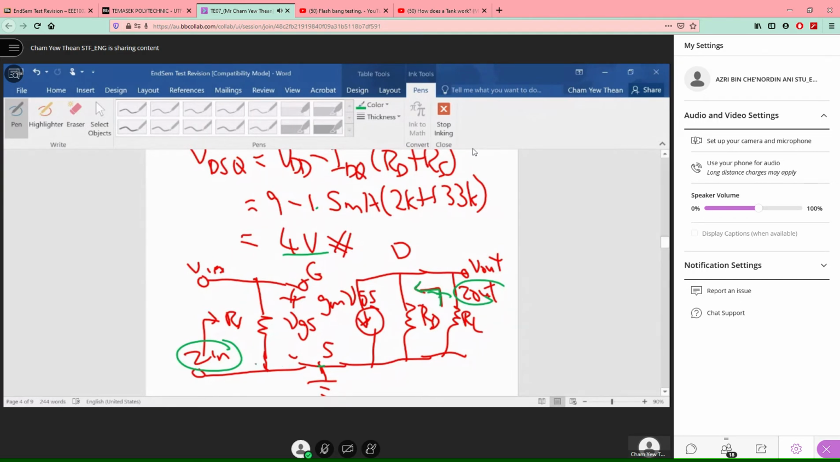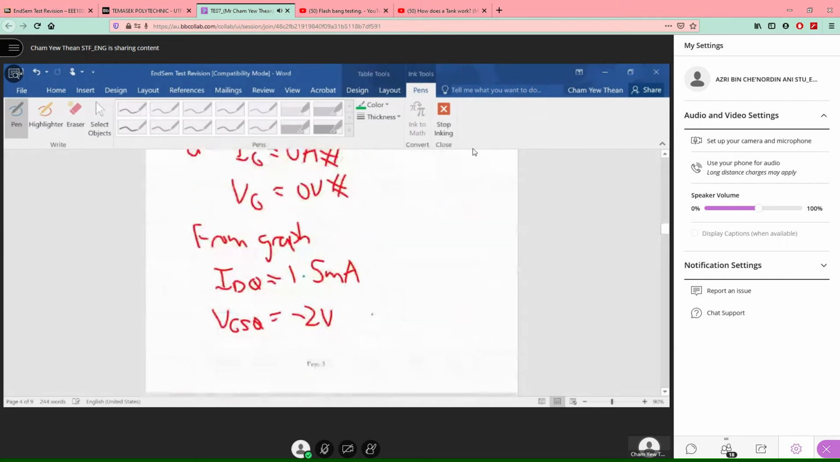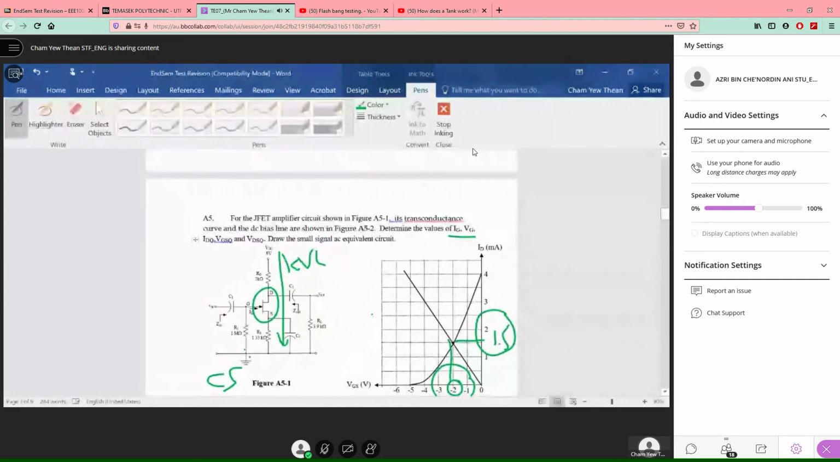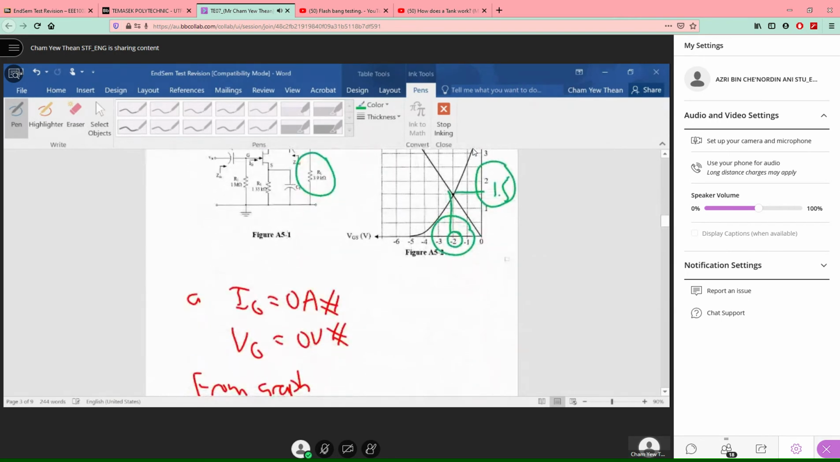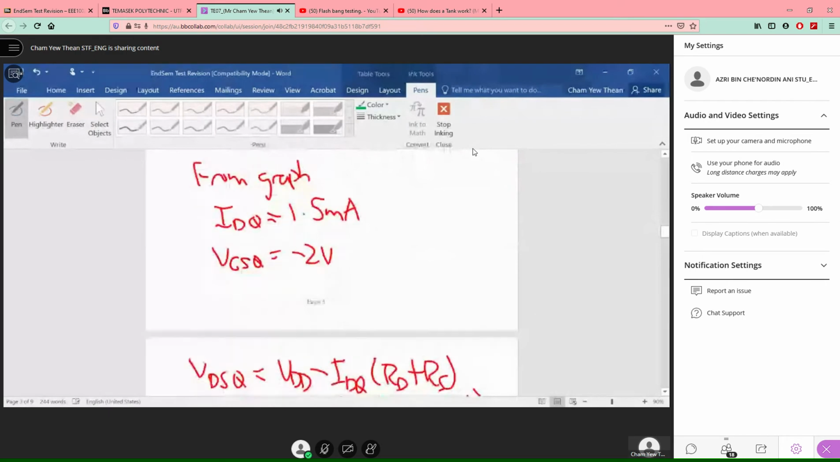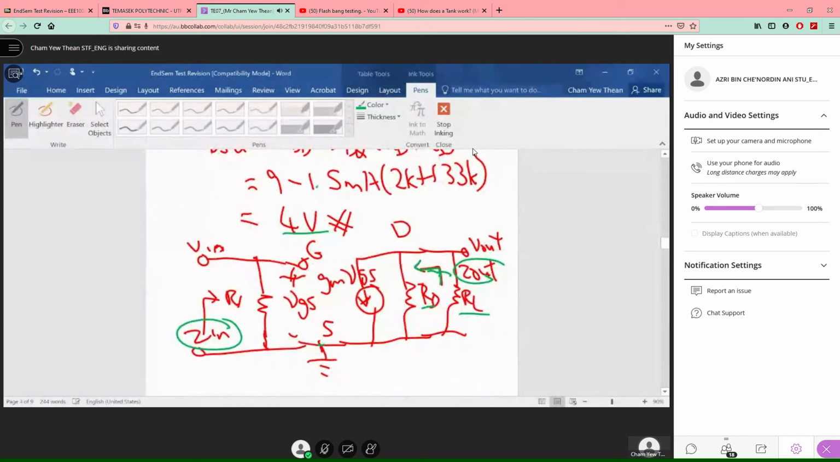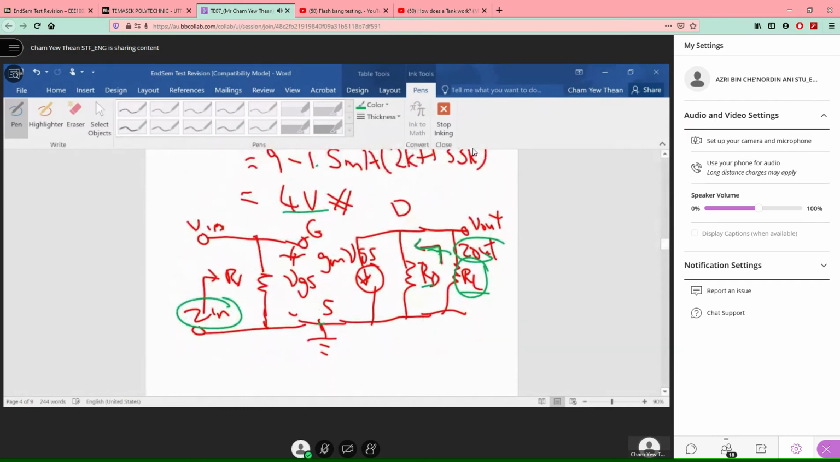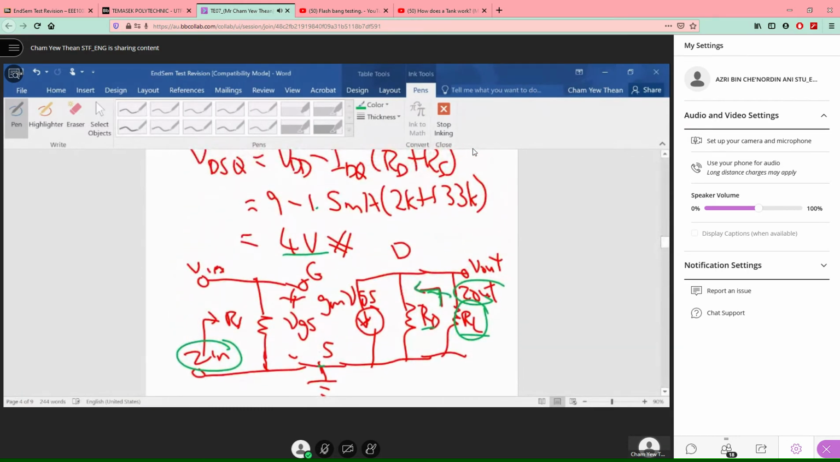The only thing you need to take note of is the RL. So you look at your original circuit, whether there is an RL. If there's an RL there, make sure you have RL also in the small signal model. Okay. So far, so good.